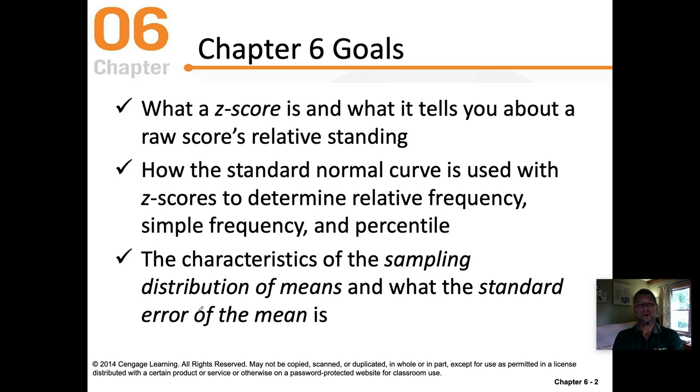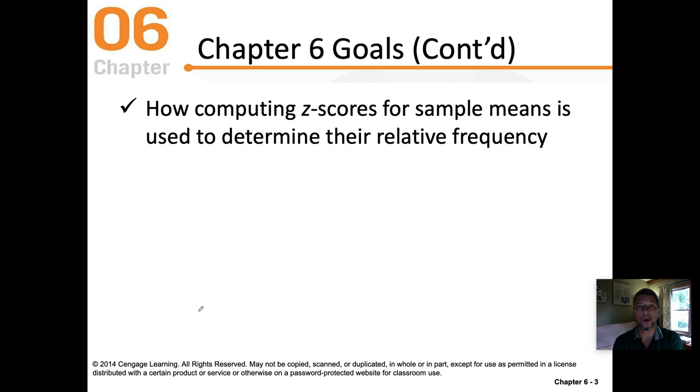Okay. So again, essentially, a z-score is going to be a number between -3 and +3. A -1 z-score means that the raw score is exactly 1 standard deviation below the mean. And then our last goal here is how to compute z-scores for sample means and how it's used to determine their relative frequency. So there'll be some calculations toward the end of this chapter.